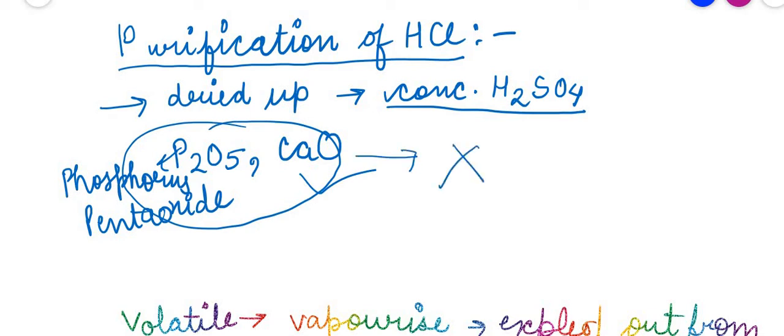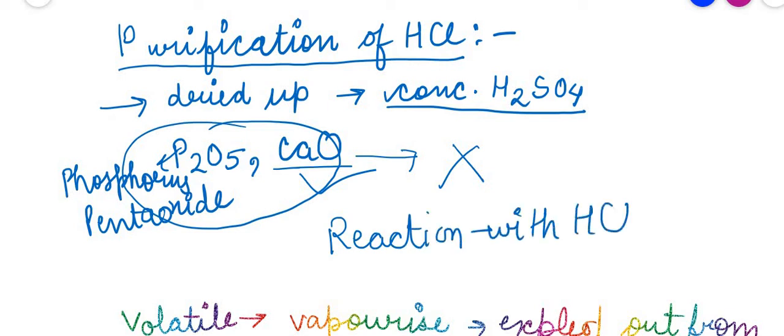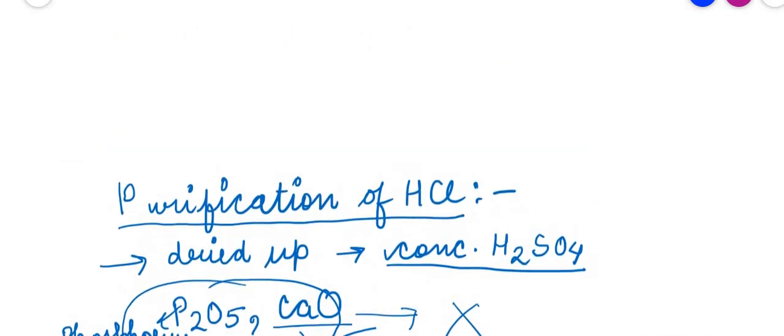Why are phosphorus pentaoxide and calcium oxide not used in the purification of the HCl gas? Because they react with the HCl gas. वो खुद अपना एक reaction show करते हैं with your HCl gas, and we cannot afford the reaction of them with the HCl gas. ठीक है, so that's why we are not using such drying agents.